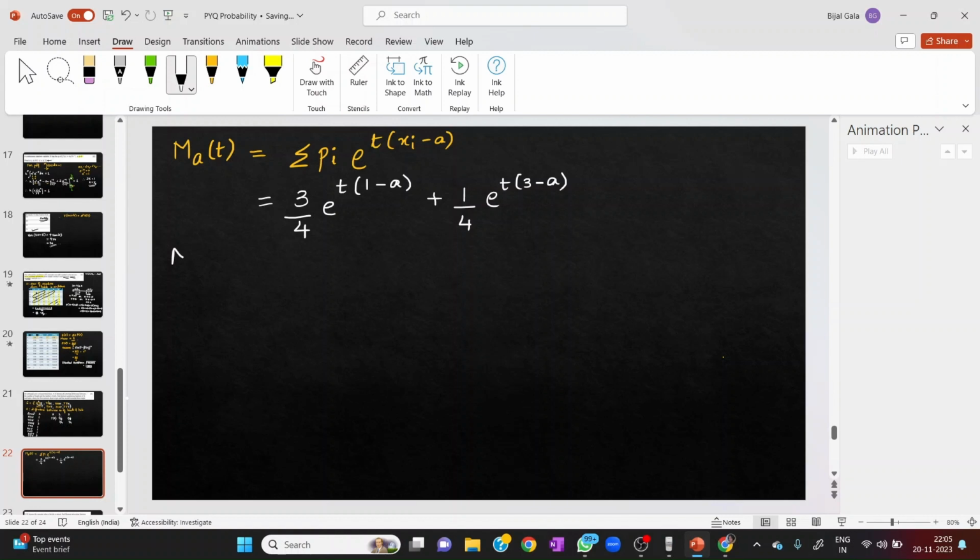Now this is the moment generating function about the point A. If I'm finding it about origin, then we'll write 0 here. So A will become 0. So 3 by 4 e raised to t plus 1 by 4 e raised to 3t. So I can just write 3 times e raised to t plus e raised to 3t, divided by 4. This is the moment generating function about origin.